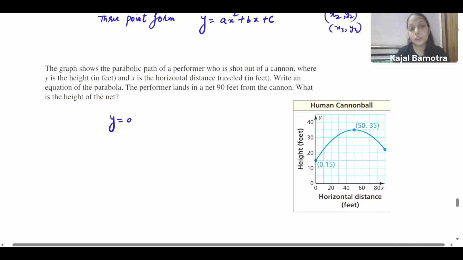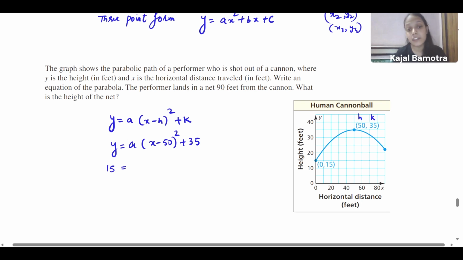y equals a times (x minus h) squared plus k. What is given? h is 50, k is 35. Substitute: (x minus 50) squared plus 35. We have to calculate a. And another point on the parabola is given, (0, 15). If the point is on the parabola, it will satisfy the equation of the parabola. So substitute x as 0 and y as 15.